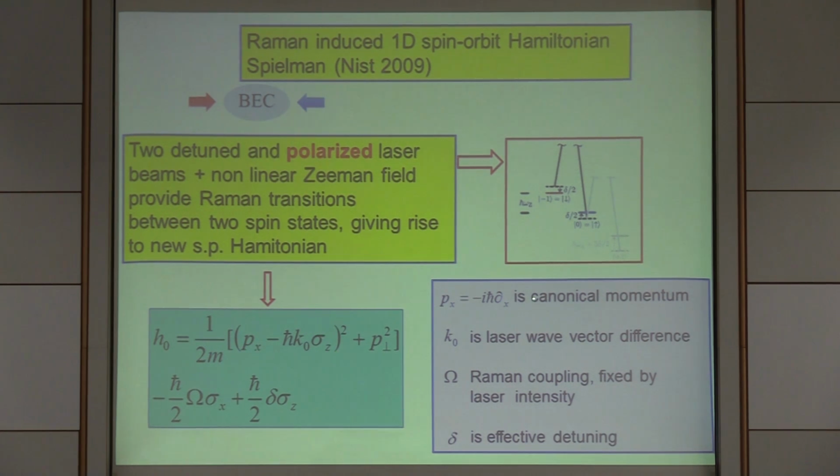Px here is the canonical momentum. K0 is the difference between the wave vectors of the two lasers. Big Omega is the Raman coupling, which is fixed by the laser intensity. Delta is an effective detuning that is the result of the Zeeman field and of the detuning of the two lasers.